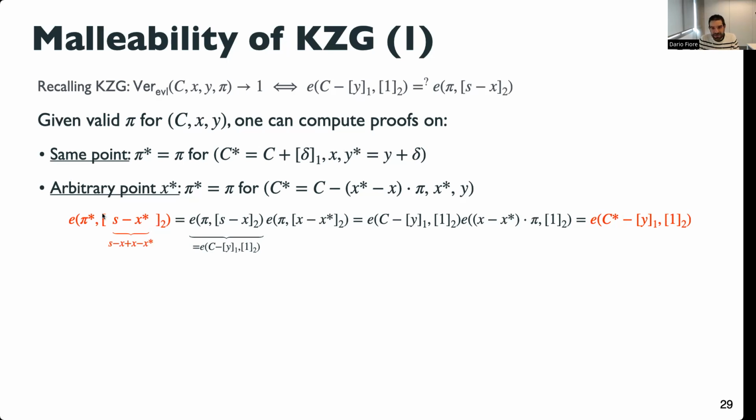What you have to do is take the verification equation for pi star, and observe that S minus X star can be rewritten as S minus X plus X minus X star. Then you use the bilinear property to split this into two pairings. Then you use the fact that this is equal to C minus Y paired with 1, given that pi is a valid proof for C, Y and X. And here we use the fact that we are redefining the commitment C star as C minus X star minus X times the proof. Maybe there is a minus sign that is wrong here. No, actually it's correct.